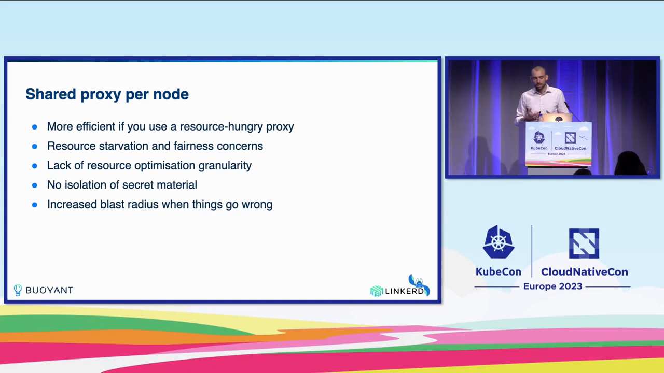On top of that, there is no real isolation of secret material. You end up holding all of the private keys and certificates for all of the pods on this node in this proxy. So if there is a breach or a bug and there is a leak of private key material, then effectively all of your pods on this node are compromised.